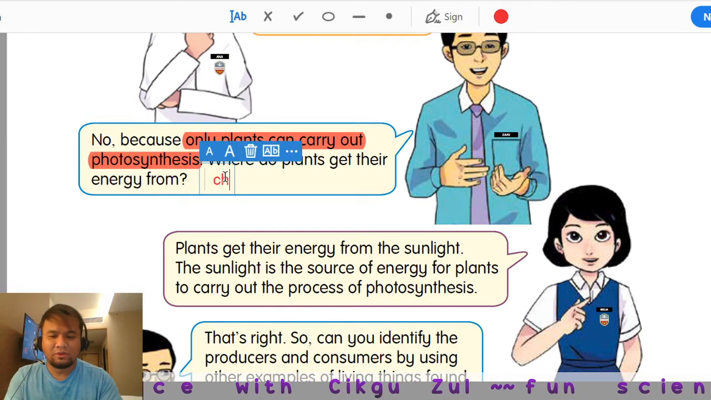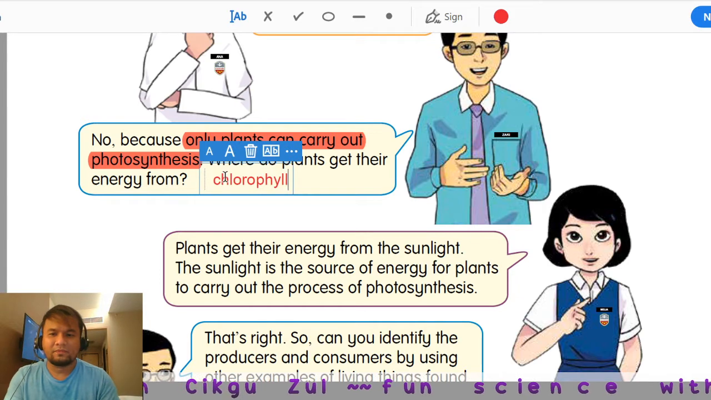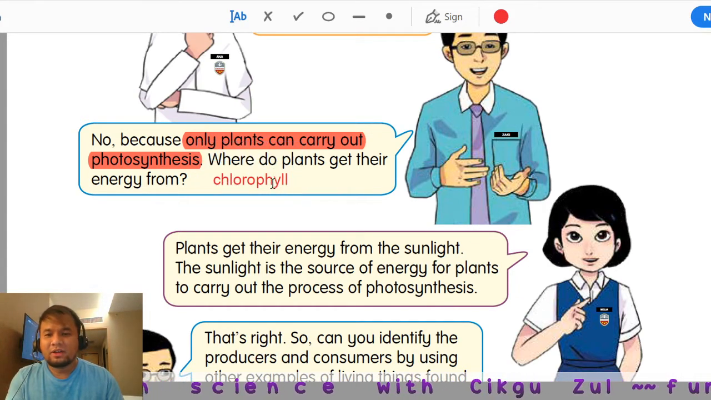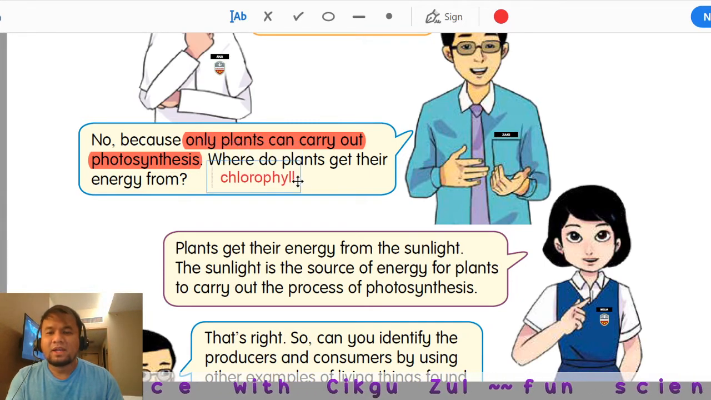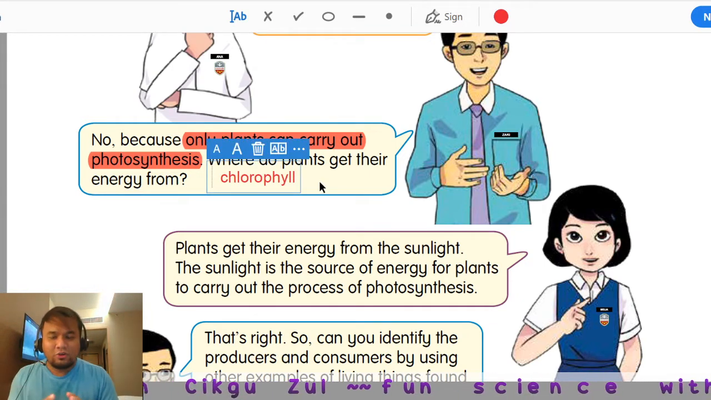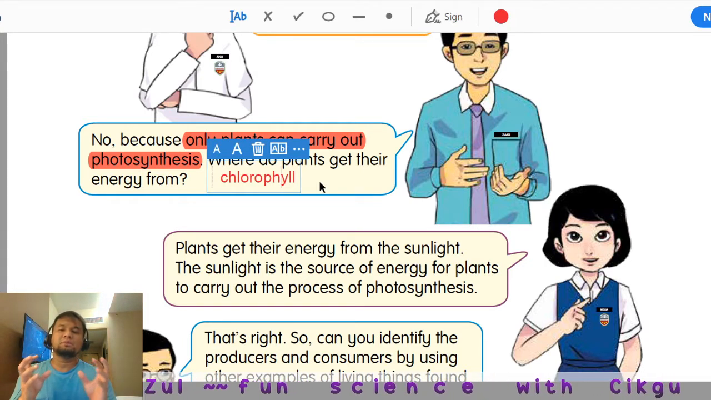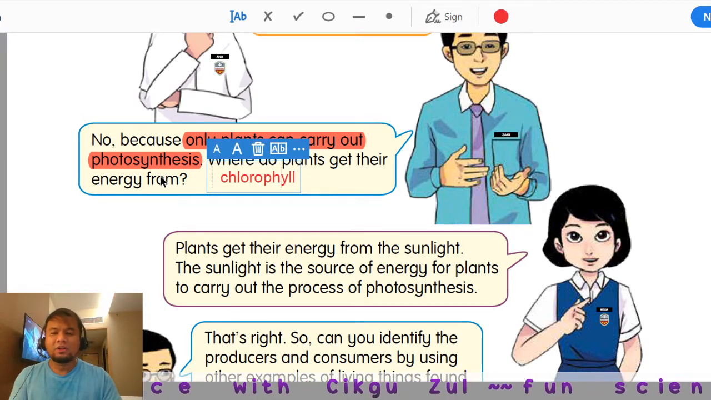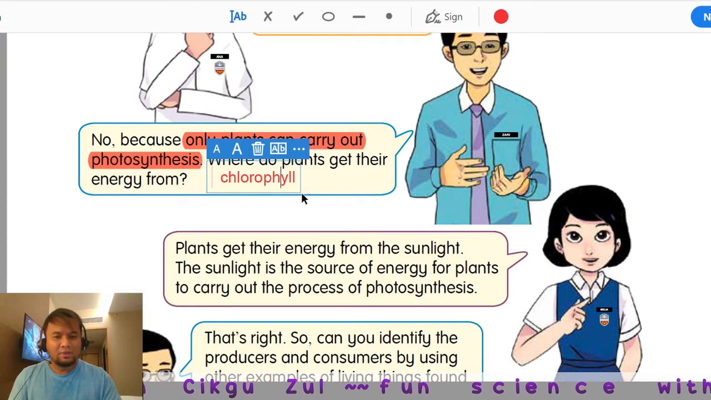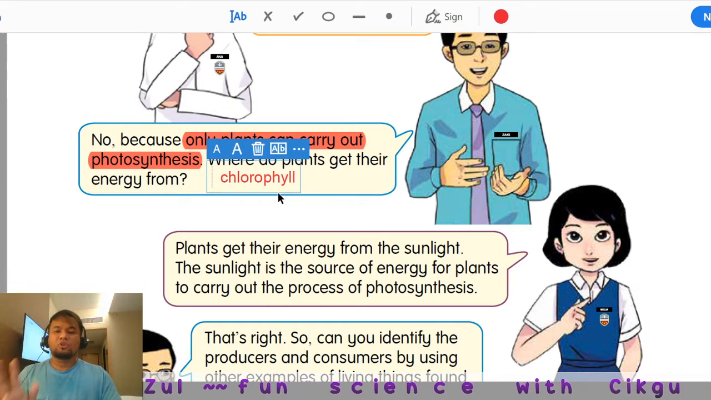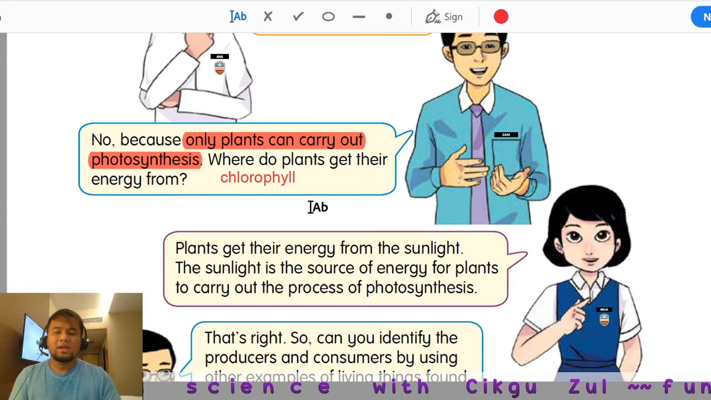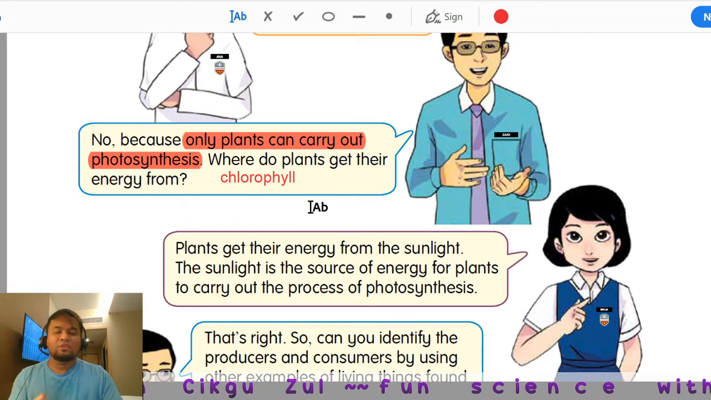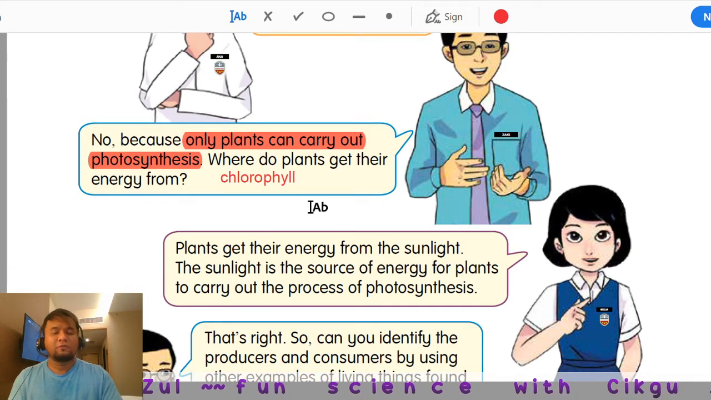Do you remember the word chlorophyll? Okay. What is the chlorophyll? It is a green pigment found in the plant's leaf. Dia dalam daun-daun tumbuhan tu, dia warna hijau, dia ada pigment yang berwarna hijau. The pigment is called chlorophyll. The chlorophyll pigment can absorb sunlight. That is why they can carry out the photosynthesis process. Then they are the ones who can make their own food.